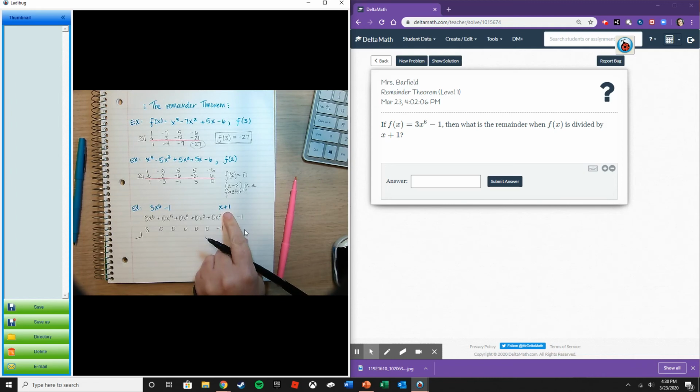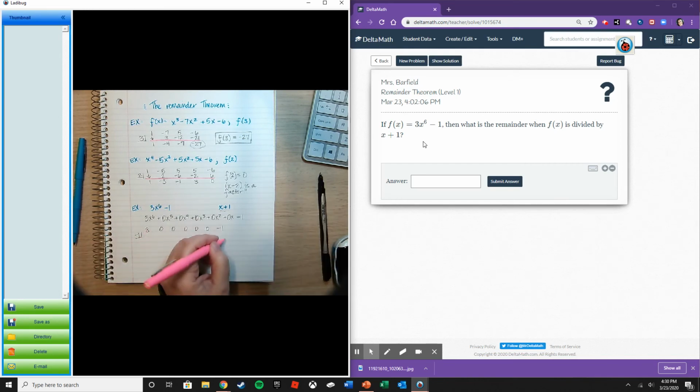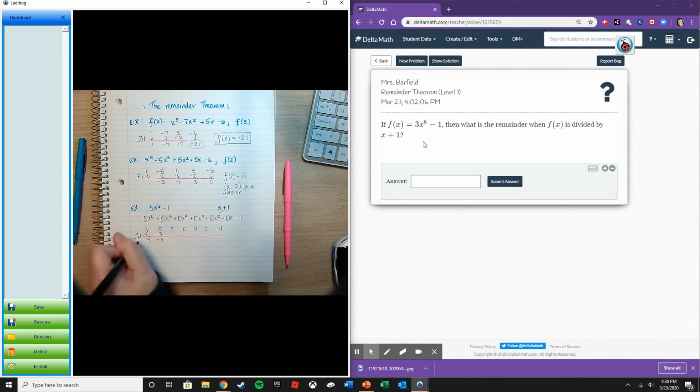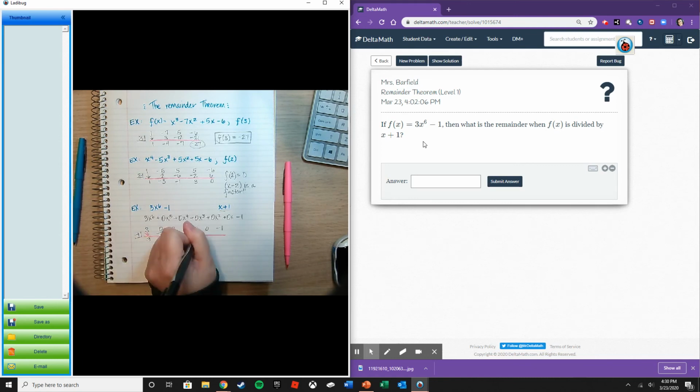Now, because the problem was styled this way, where I had x plus 1 in my Delta Math question, I do have to use the opposite. So make sure you're paying attention to how they formulate the question. So if I run synthetic division, bring down the 3, negative 3. If I add that, I get 3, 3, negative 3, 3, 3, negative 3. I add it. Negative 1 times negative 3 is 3. And if I add that, it's 2. So that is my remainder.